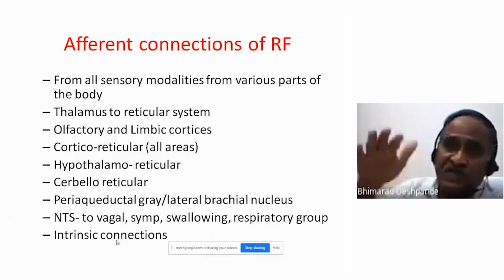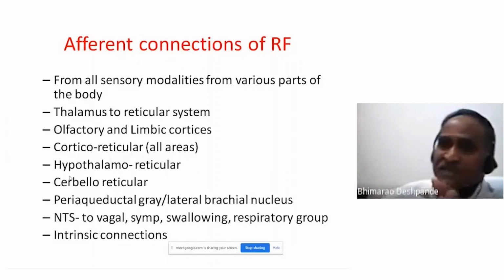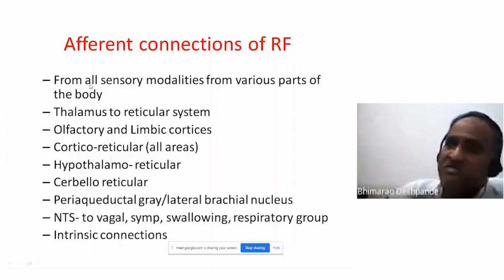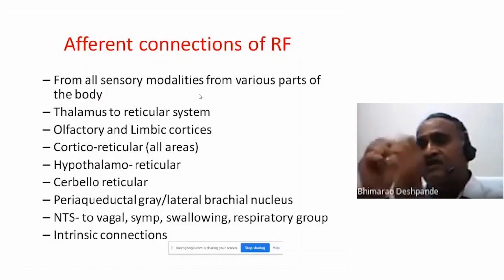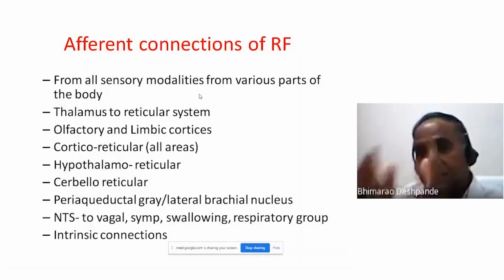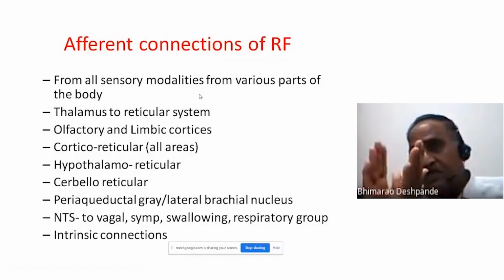So now the list is exhaustive. I have given these things. The best example is it receives the inputs from all sensory and motor and cortical modalities. So it is the center which receives information. So that means this cluster, they say, okay, this cluster should be activated. Once it is activated, that focuses, that funnels your attention.